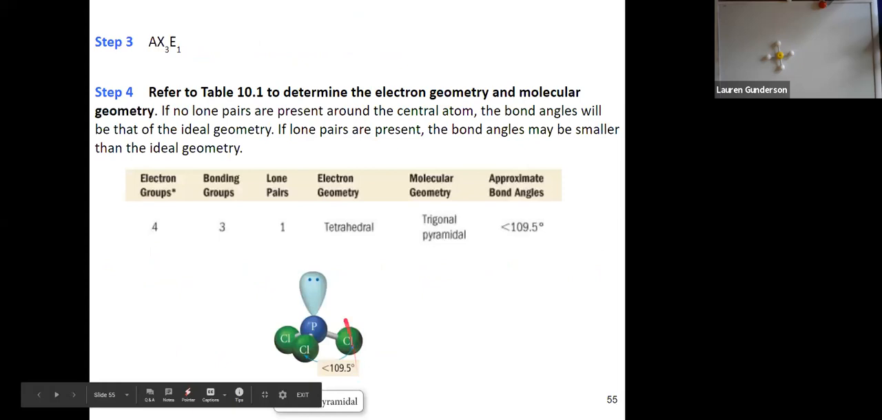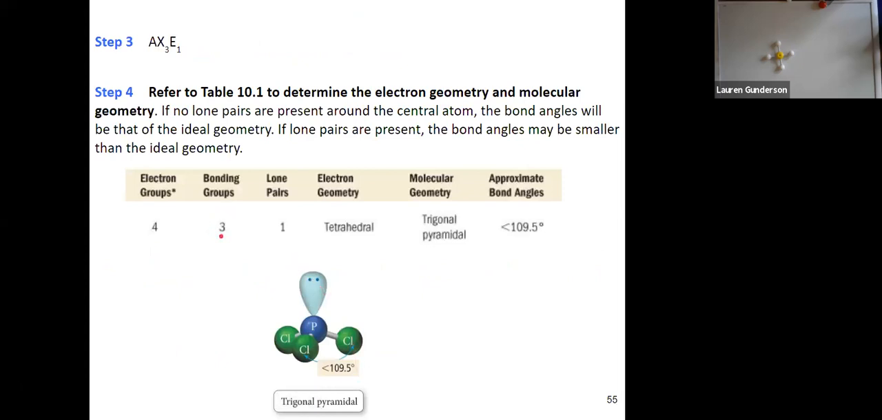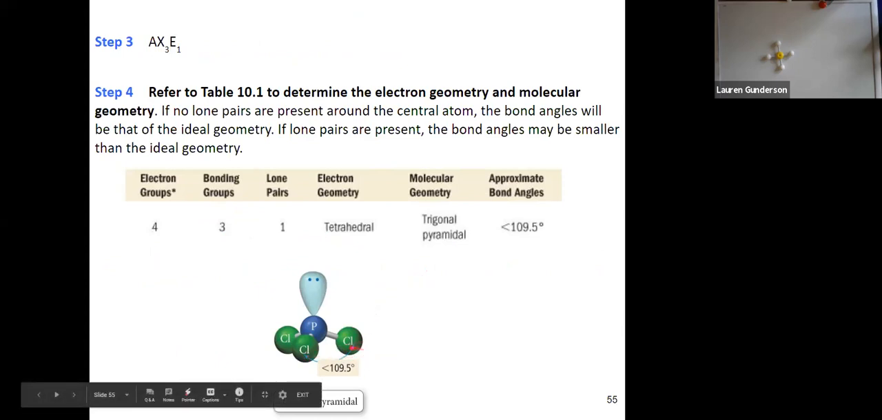When we take that to our table, an AX3E1 has a tetrahedral electron geometry and a trigonal pyramidal molecular geometry. So our bond angles will be a little bit less than 109.5.